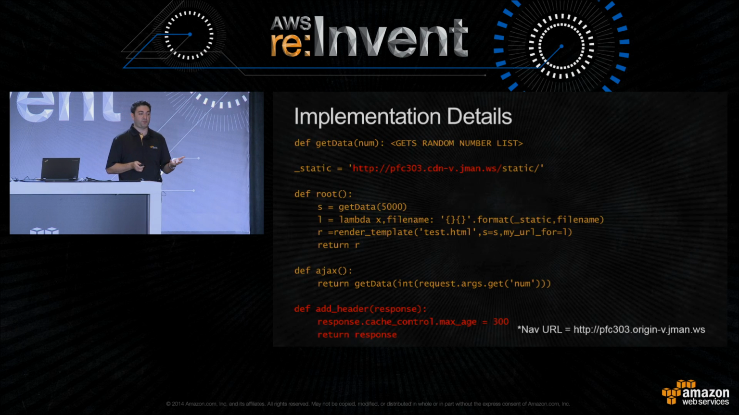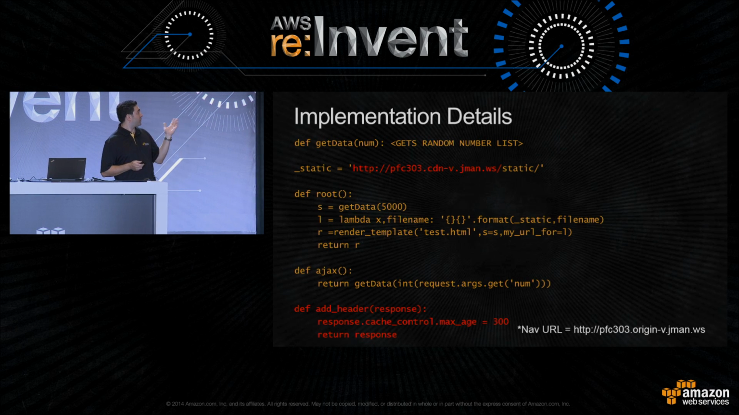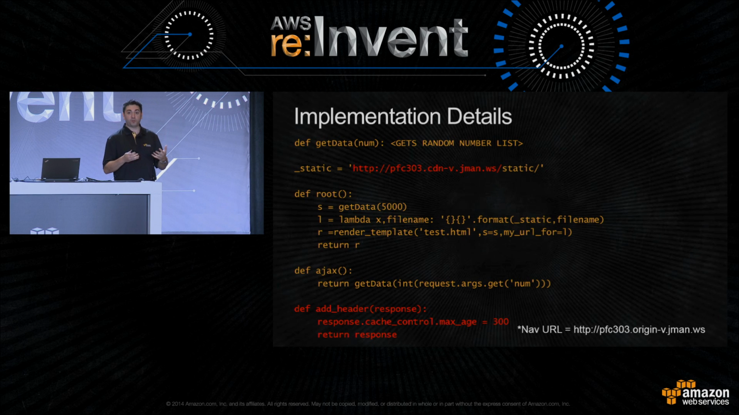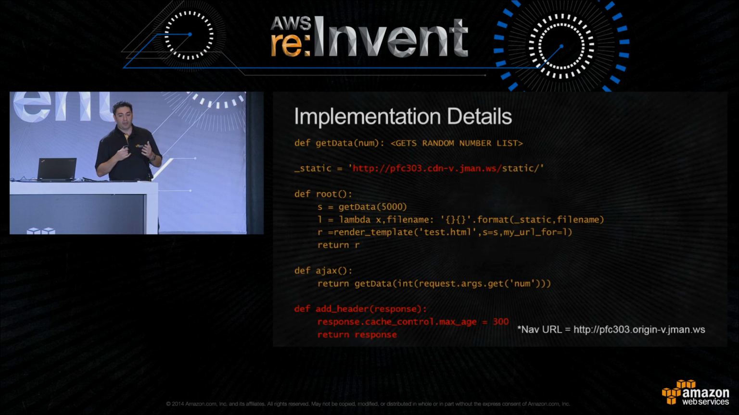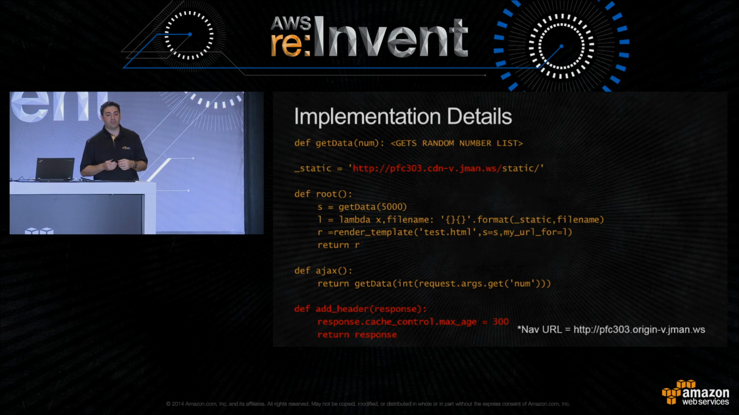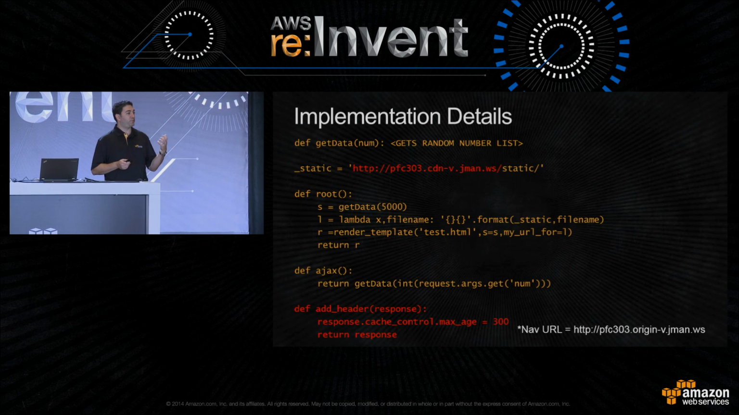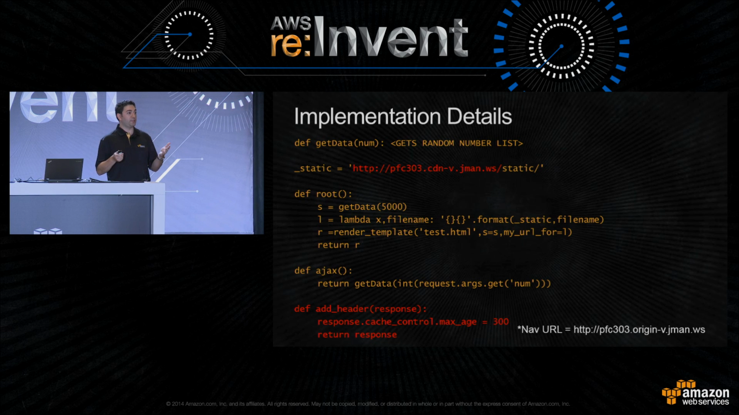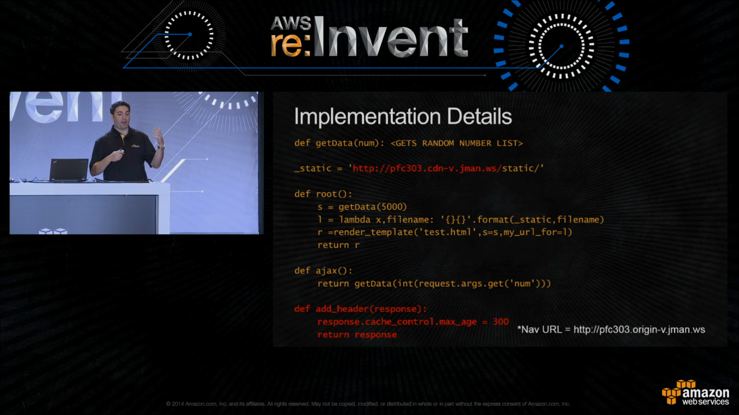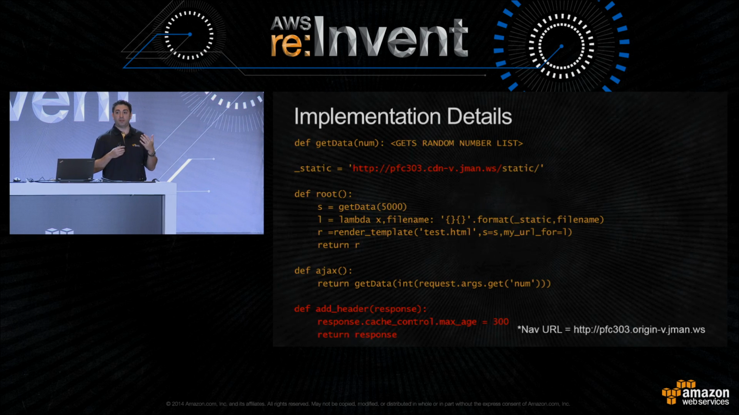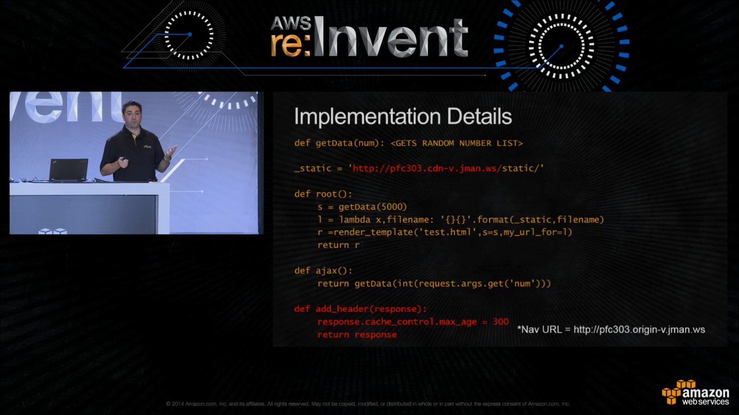It was quite a trivial change. All I had to do was have users continue to hit the origin as they would directly, which I have down there as a nav URL of PFC303.origin. And then in my code for the static content, instead of having a relative path to static slash, I have now an absolute path to the CloudFront distribution. So I'm not going to go through the setup of CloudFront. That's something that you can read in the docs. But it's a very simple change in the code to make this real.